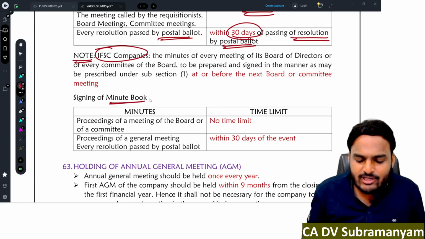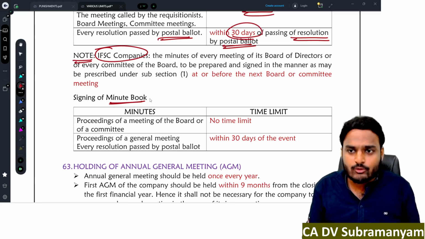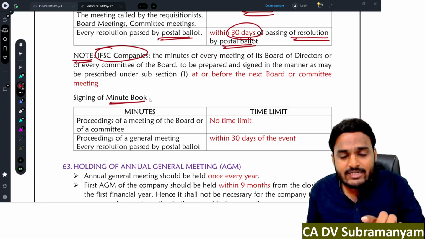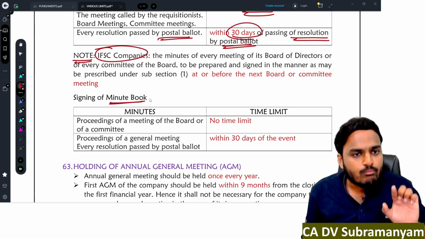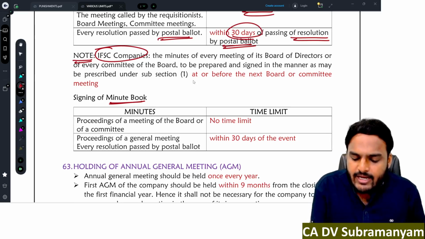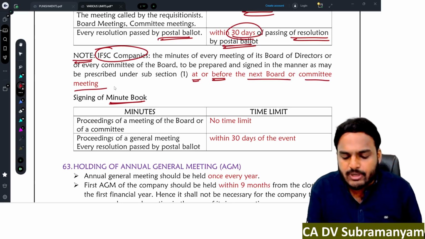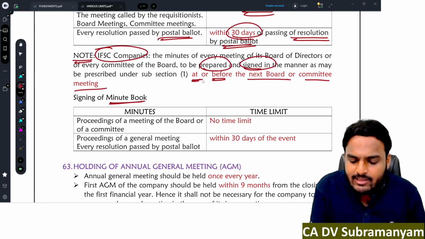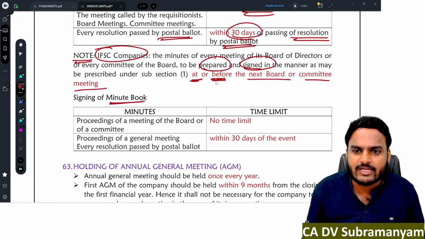Next one, signing of minutes book. No time limit means what? Okay, wait. No time limit means what? The above 30 days time limit is not applicable to IFSC companies in case of board meetings and committee meetings. The time limit is at or before the next board or committee meeting. The minutes shall be prepared and signed at or before the next succeeding board meeting or succeeding committee meeting.